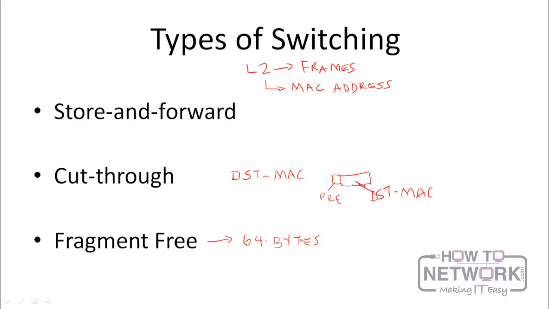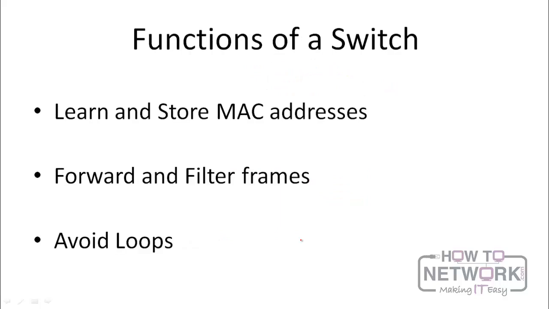Now, let's move on to the functions of switches. There are three major functions of a switch. The first function is that it should learn and store MAC addresses. The second function is that it should be able to forward and filter frames based on what you have configured on the switch. So it forwards and filters based on its MAC address table. It can also forward and filter based on security measures like access lists and port security.